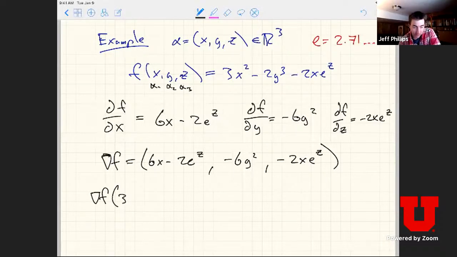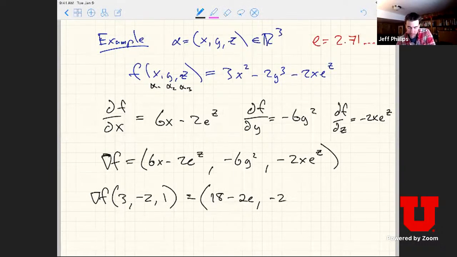Now let's evaluate this at a point, 3, minus 2, 1. That's a three-dimensional point. We can evaluate the gradient, and it's going to give us back a constant three-dimensional vector. We basically plug this stuff in. x is 3, so the first coordinate is going to be 18 minus 2 times e to the z. Luckily, z is 1, so this is 2e. y is minus 2, so this is going to be minus 24. And the z coordinate is going to be minus 6 times e.